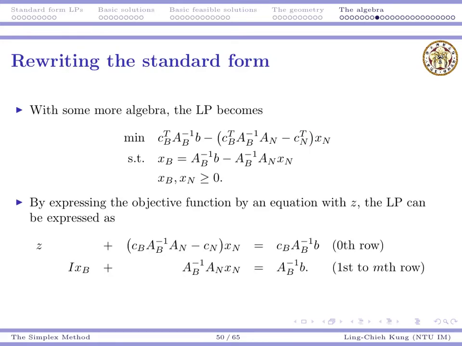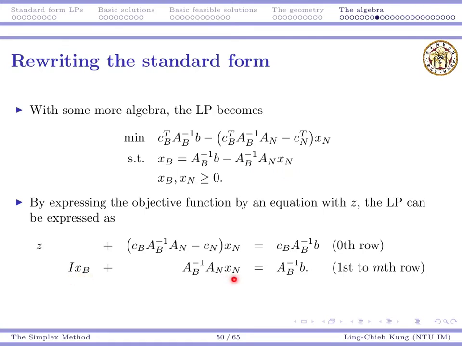Now let's do some arrangements to get everything aligned. We have z here. Z is expressed by this one, put to the same side of z, and then we put that as the zeroth row, just as what we did for setting up the system. And for the constraint, it's still the same thing. But now we put xb and xn to the same side.